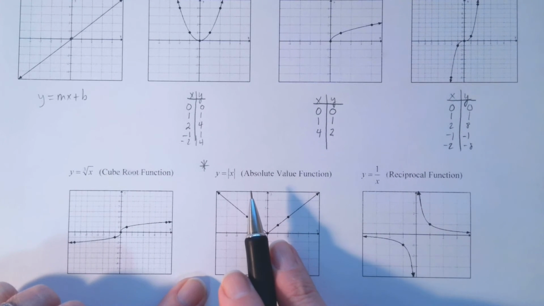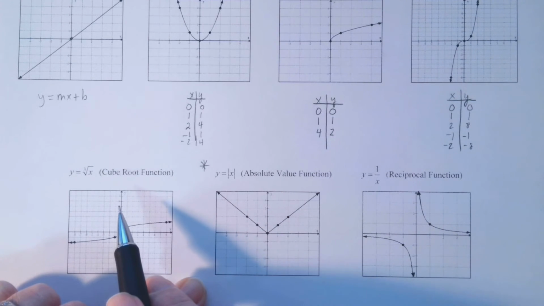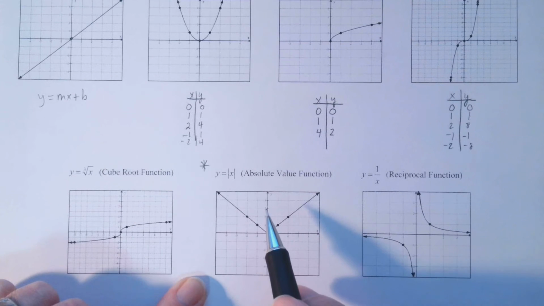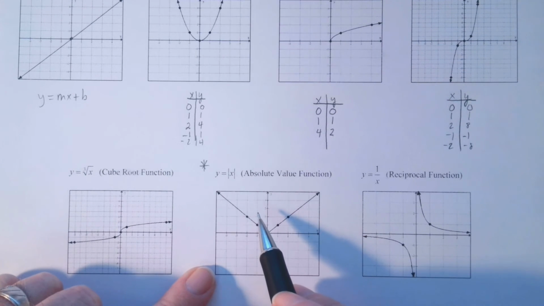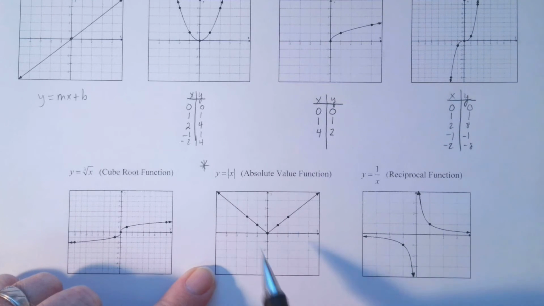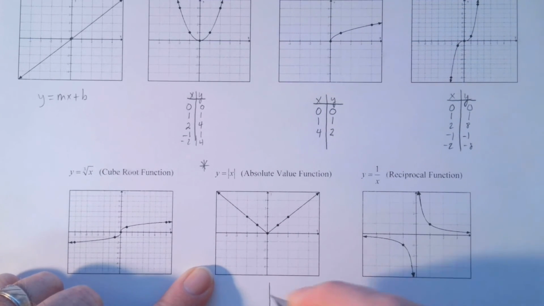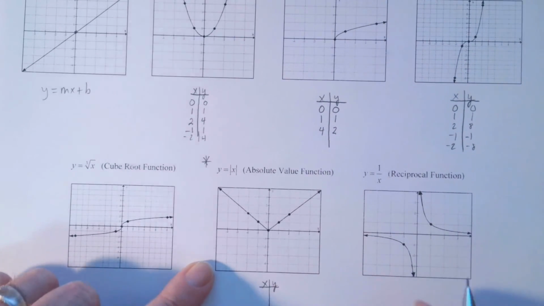Let's move on to the absolute value function. This is one we'll see on occasion, so it's good to have on the sheet here, but you won't see it as much. You wouldn't see it on the test. Y equals the absolute value of x. So if you were making a table for that, and we've done this, we saw that it was V-shaped.